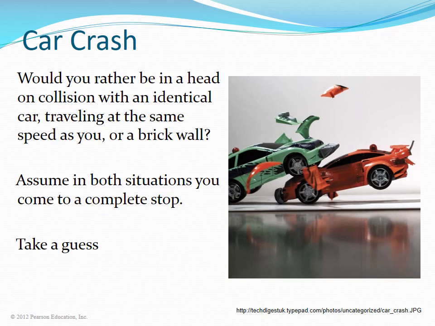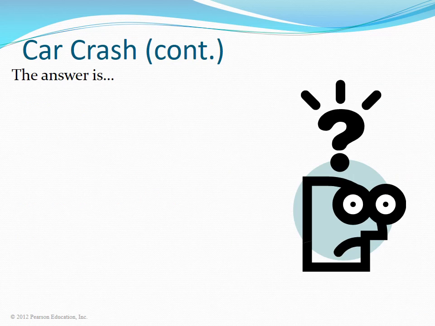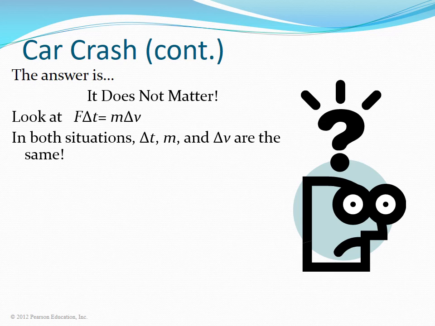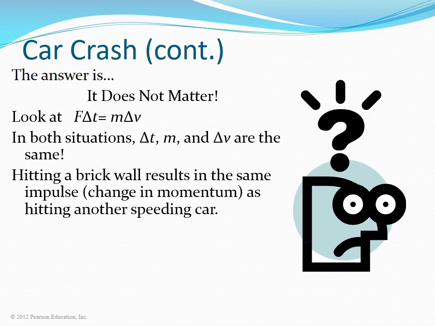Would you rather be in a head-on collision with an identical car traveling at the same speed as you or a brick wall? Assume in both situations you come to a complete stop. Take a guess. The answer is, it does not matter. Look at our impulse equation. F delta t is m delta v. In both situations, delta t, m, and delta v are the same. Hitting a brick wall results in the same impulse, change of momentum, as hitting another speeding car.